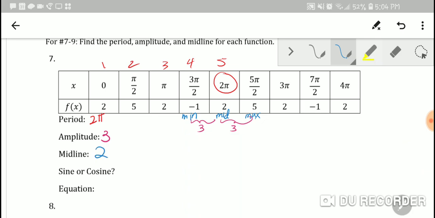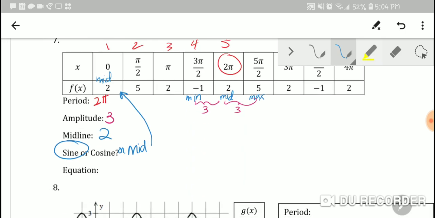And the way we tell if it's a sine or cosine function is what it starts on. In this case, it starts on the midline instead of one of the amplitudes, which would be the max or the min. This is going to be a sine equation. Sine starts on the midline. So it starts on a midline value.